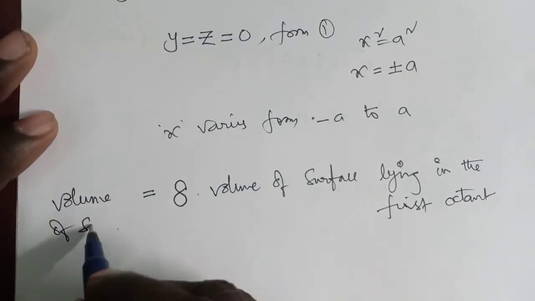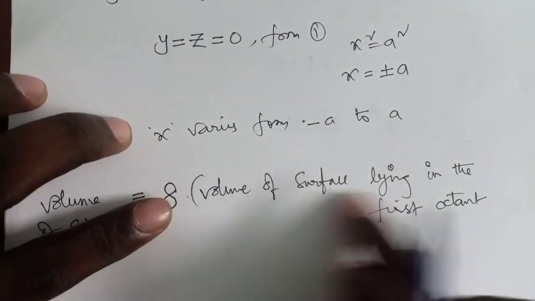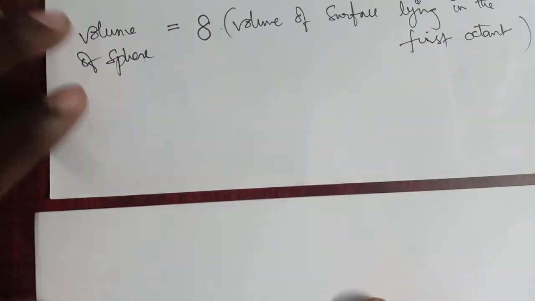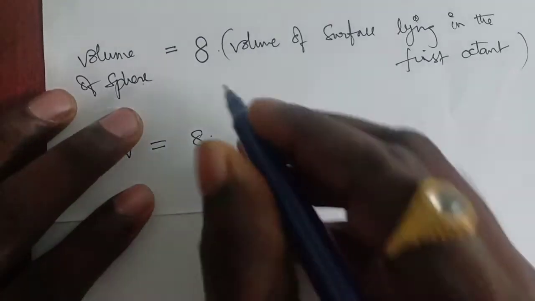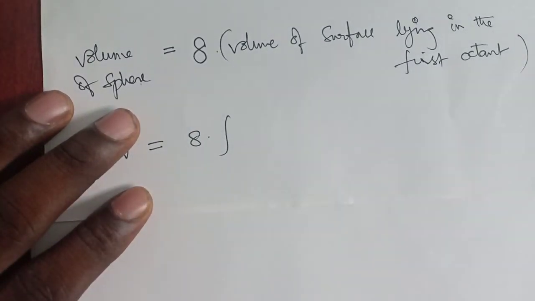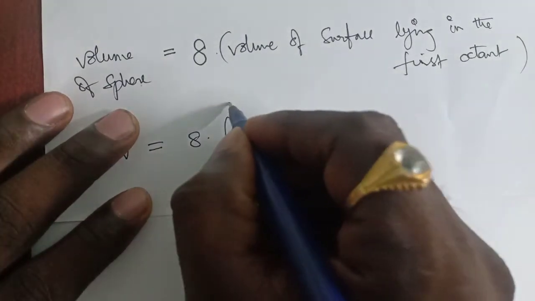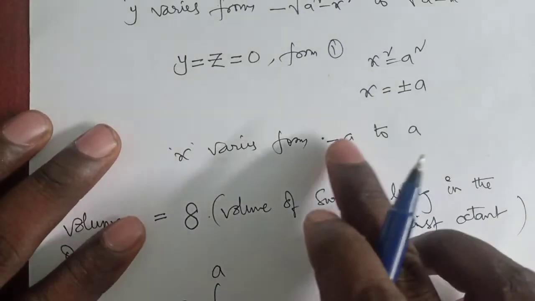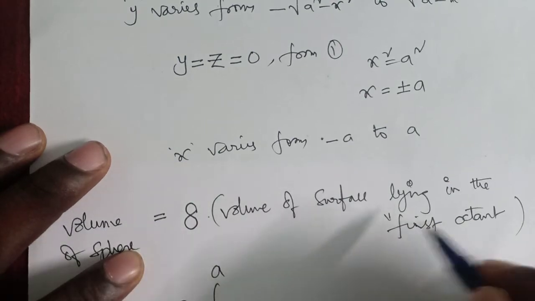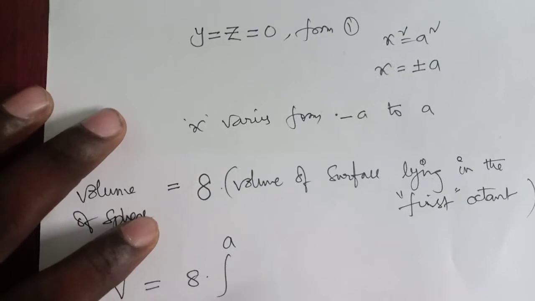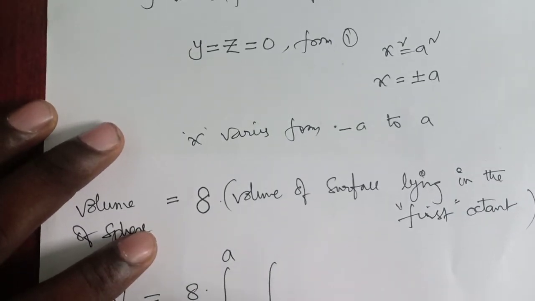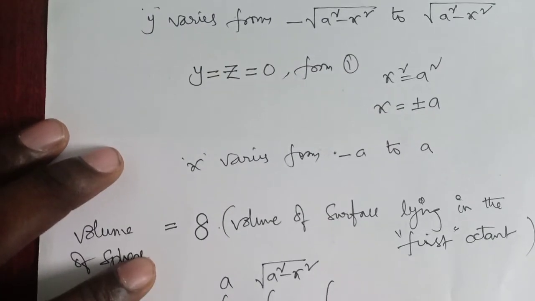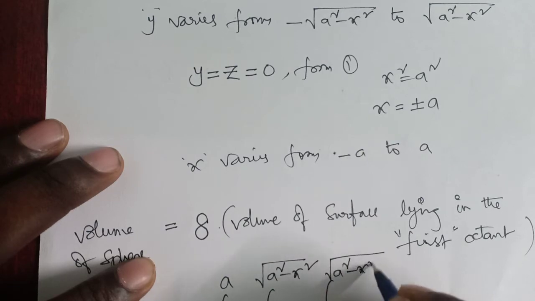So the volume of the sphere is 8 times the volume of the surface of the sphere lying in the first octant. In the first octant we have all positive boundaries. The third integral consists of the constant bounds, ranging from 0 to a. Instead of taking minus a to plus a, I need to take 0 to a, because it is in the first octant. Then the second integral has the variable bounds, from 0 to root over a square minus x square. And the third integral has the other two variable bounds, from 0 to root over a square minus x square minus y square. These are the bounds.